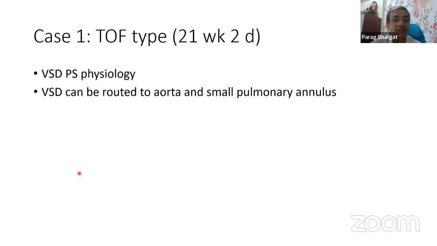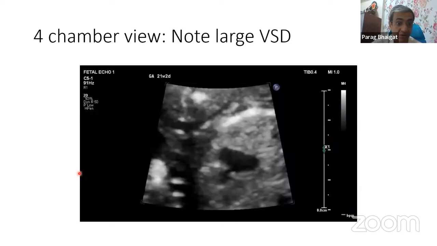So the first case is a 21 weeker with a TOF-like physiology or VSD-PS physiology. The VSD can be routed to the aorta with a small pulmonary annulus. A gradient won't be seen, but the pulmonary annulus will be small and the aorta will be large.